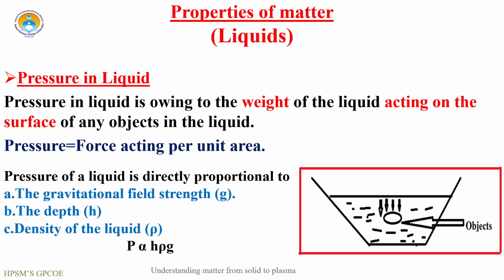So we can say that pressure is nothing but the force acting per unit area, and the pressure of a liquid is directly proportional to the gravitational field strength, that is g. Second, it is also directly proportional to the depth h from the surface of the liquid, and finally the density of the liquid, that is rho. So we can say that the pressure of a liquid is directly proportional to h, rho and g.